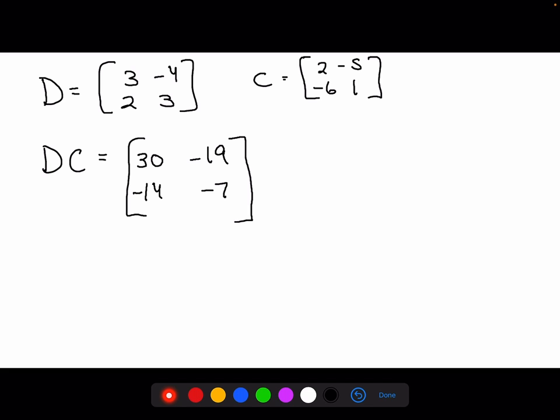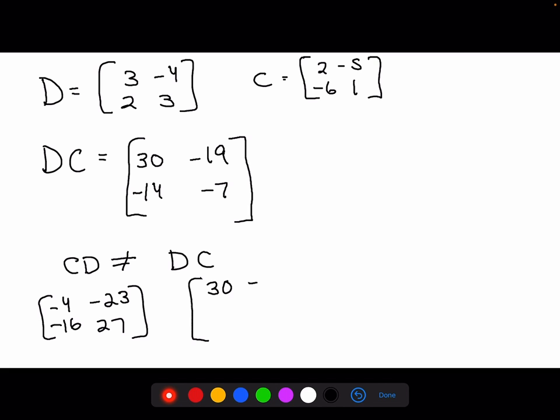And again, CD and DC are not equal to each other. Because remember, for CD the answer had been negative 4, negative 23, negative 16, and 27, while DC we now know to be 30, negative 19, negative 14, negative 7. So actually in every position the numbers do not match. A sub 1,1 do not match. A sub 1,2 do not match. A sub 2,1 do not match. A sub 2,2 do not match. So no commutative property here. But that's how you multiply.